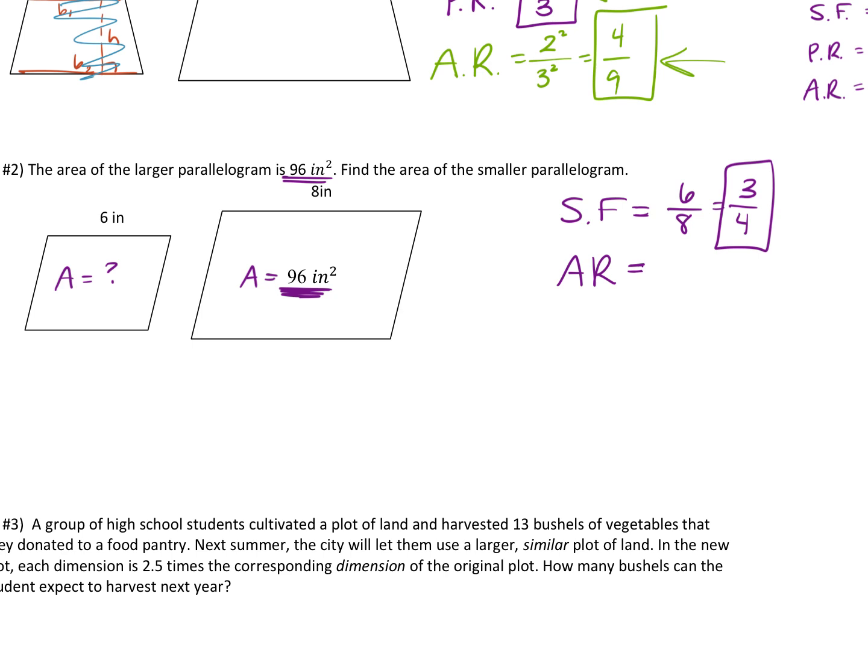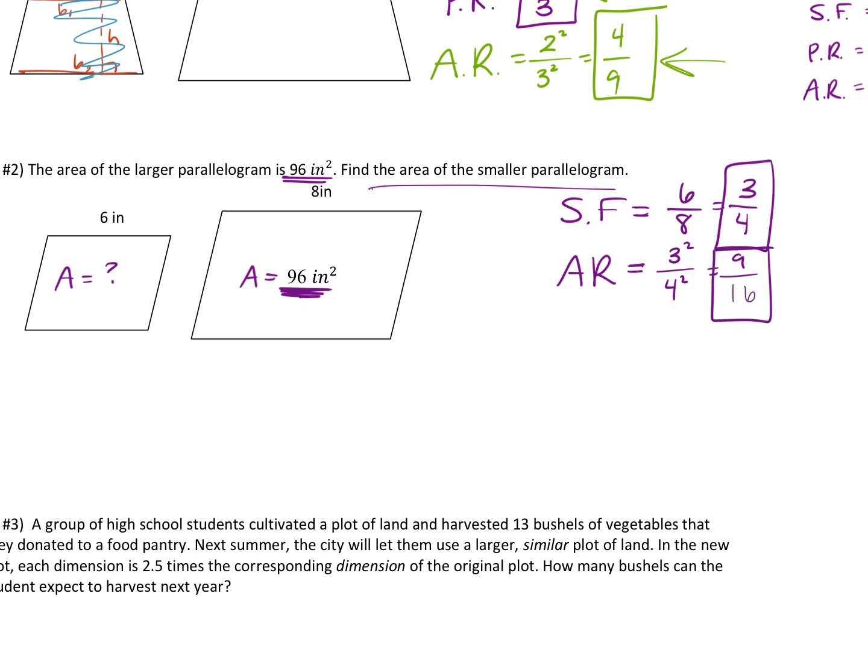So if your scale factor is 3 to 4, then what is your area ratio? 3 to 4. No, your area ratio. We don't need perimeter, because they didn't ask us about perimeter. 3 squared is 9, 4 squared is 16. Area ratio would be 3 squared to 4 squared, which is 9 to 16.